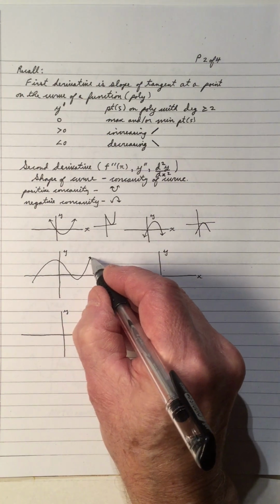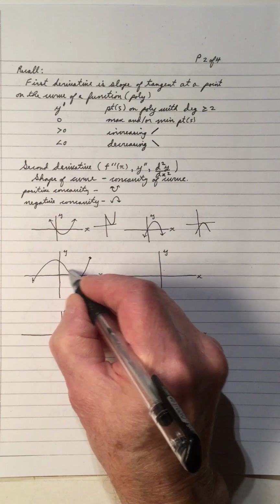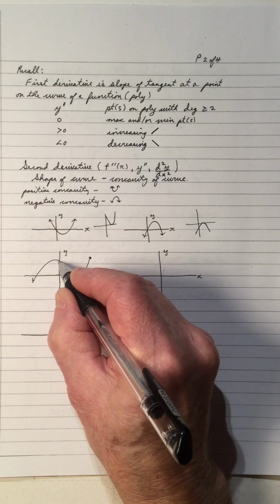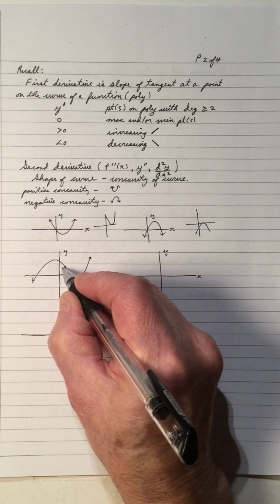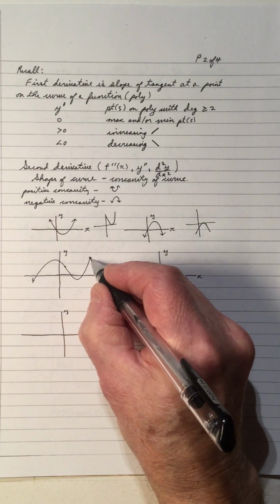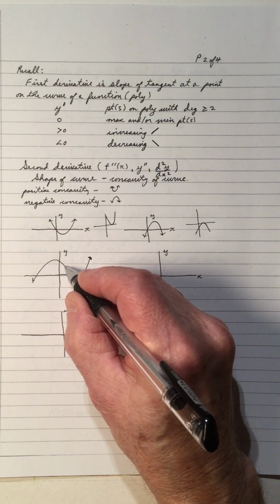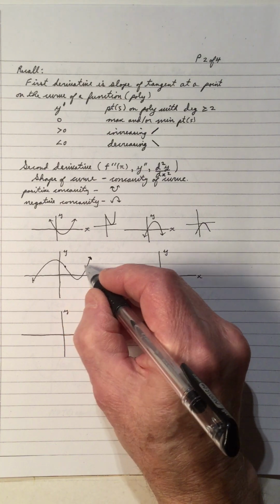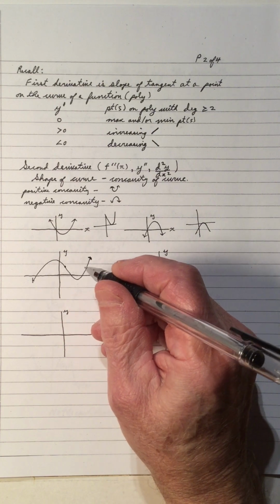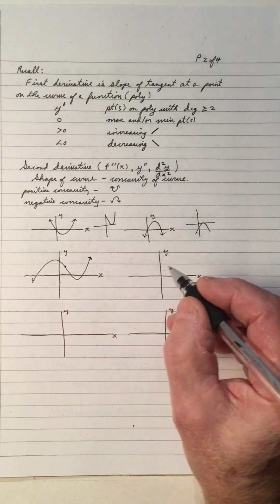But this is a cubic. If you take this point right here, which looks like it's probably in the middle, on the left side it's concave downward, and on the right side it's concave upward. We're going to seek this point out by doing the double derivative, because the first derivative gives the slope of the tangent and the second derivative tells us about the concavity.